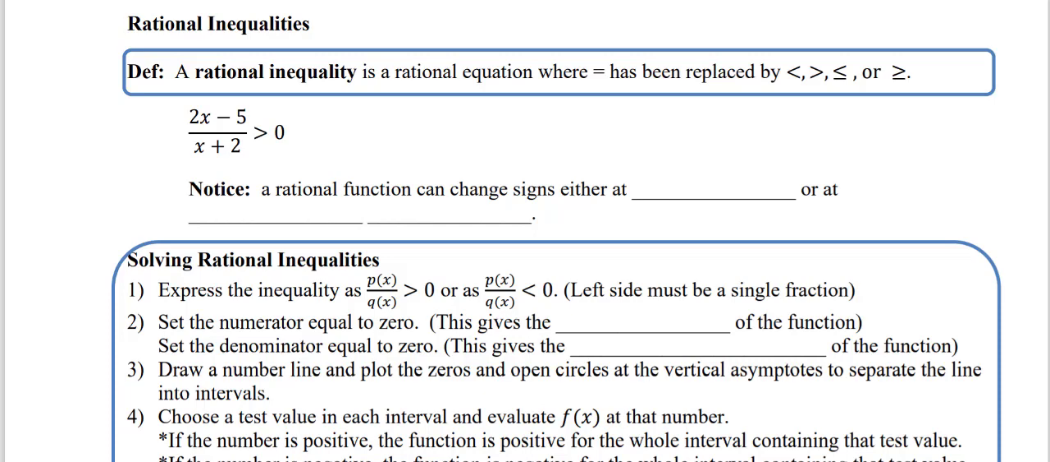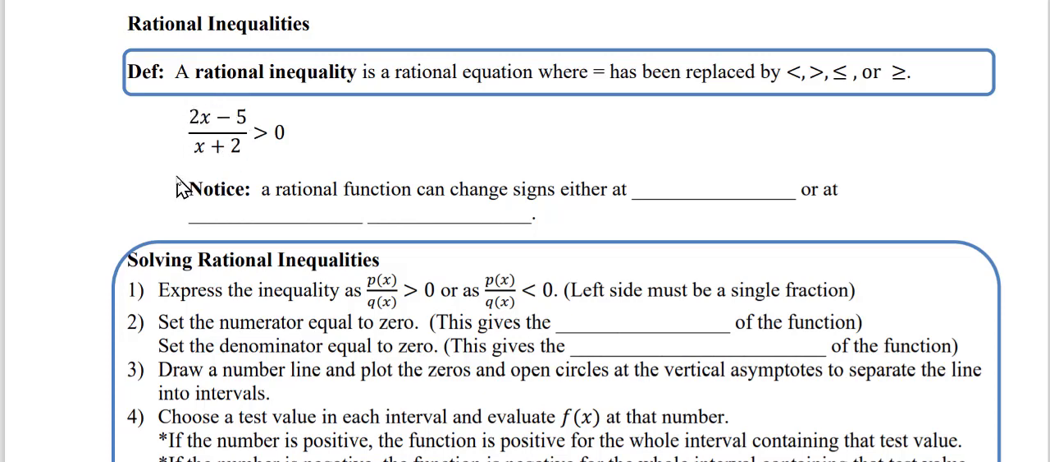Rational inequality, we're just talking now instead of about polynomials, we're talking about a rational function where instead of an equal sign, we have a greater than, less than, greater than or equal, or less than or equal. Give you an example here. Basically, we have this rational function on the left-hand side here.